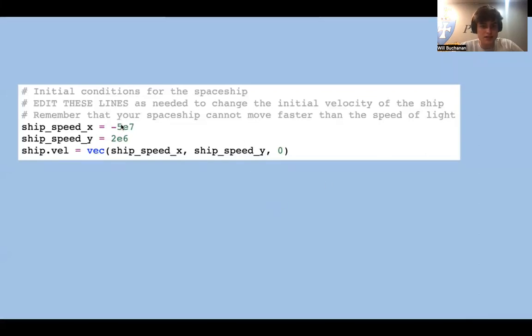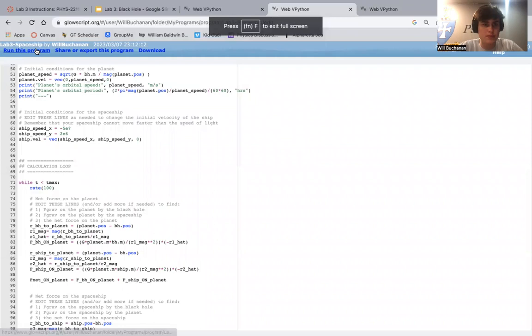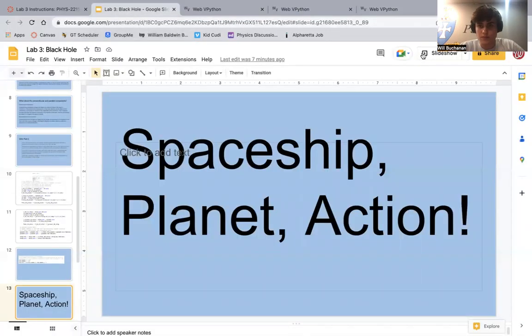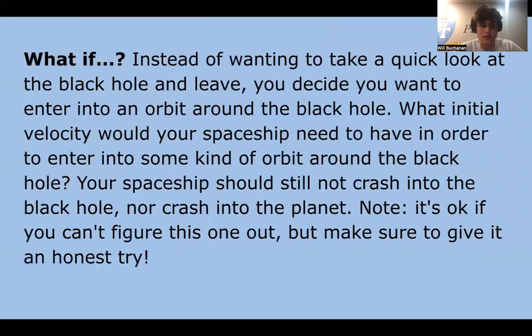And these were the velocities that ended up working for the spaceship, which allow it to escape. And let's see that in action. So this is our spacecraft, and it successfully bends around the black hole and escapes. And it avoids the orbiting planet, which is in teal color over here. And these are the speeds I used to escape the gravity of the black hole.